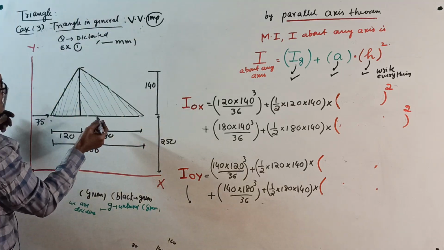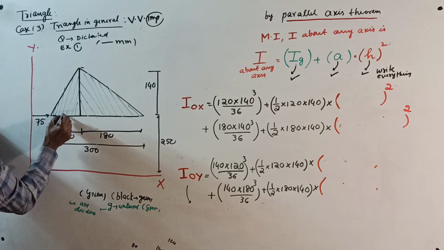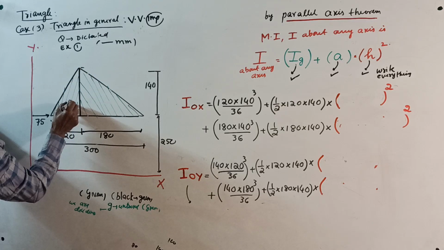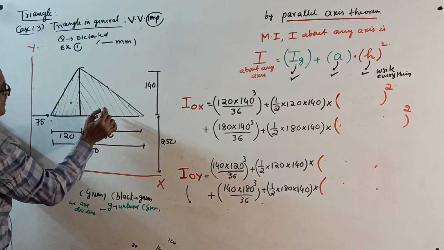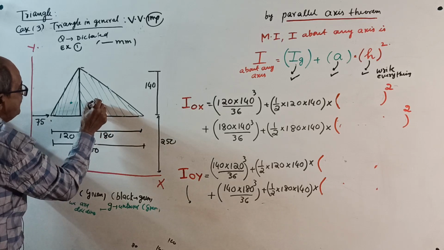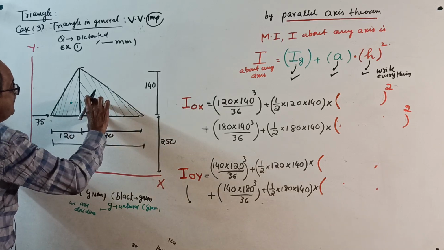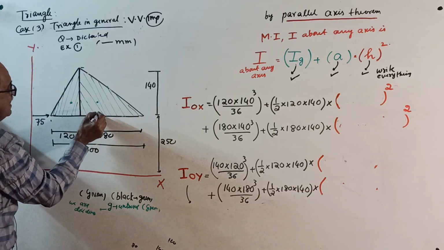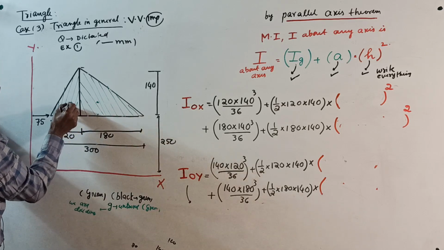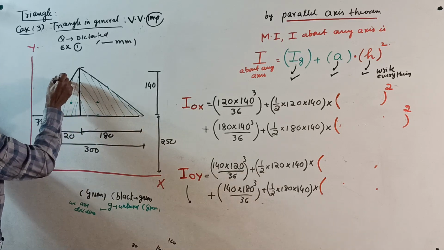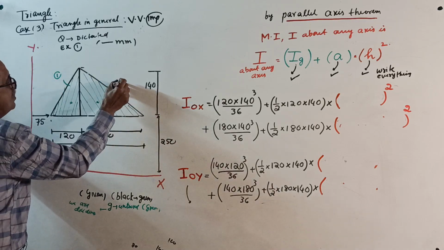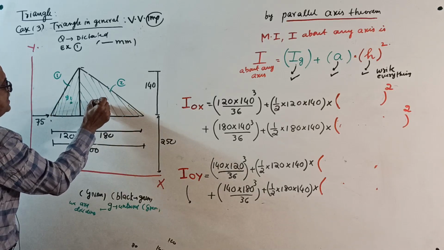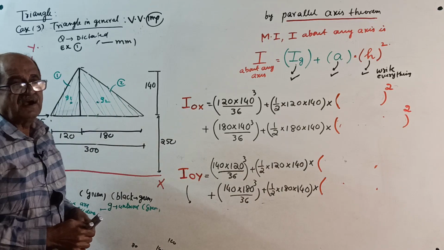Now, centroid. For this triangle, write this way. Centroid is here, 1/3, 1/3. For this triangle, centroid is here, 1/3, and this is also 1/3. This is 1/3 of 140, this also 1/3 of 140. I will put this as part 1 and part 2. Then this is your G1, this is your G2. Write this way. Start now.